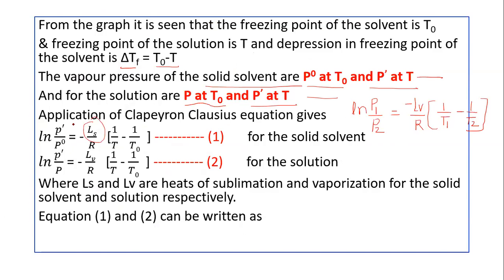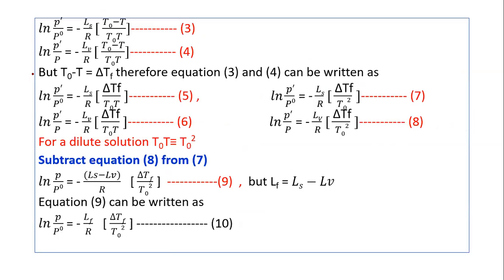Now we can simplify equations 1 and 2. Equation 1 can be written as ln P dash upon P0 is equal to minus Ls upon R, T0 minus T upon T0 into T. Similarly, equation 2 can be written as ln P dash upon P is equal to minus LV upon R, T0 minus T upon T0 into T. In this case, T0 minus T is nothing but the depression in the freezing point of the solvent, that is delta TF.